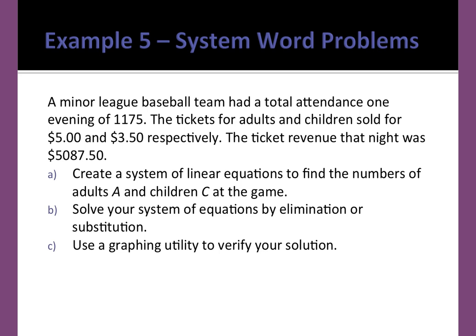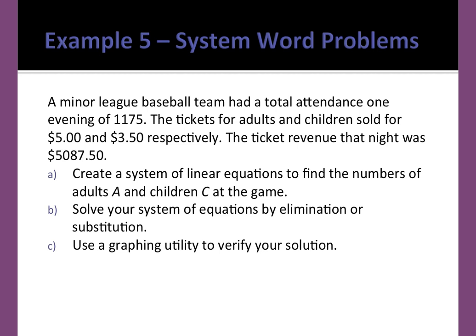All right, last one. This is your system word problem. So there's usually some sort of two things, whether it's ticket prices or number of dollars and number of $20 bills. Could be number of quarters and dimes, something where there's two of, and you have to figure out a system of equations. So this says a minor league baseball team had a total attendance one evening of 1,175. The tickets for the adults and children sold for $5 and $3.50 respectively. Respectively means in that order.